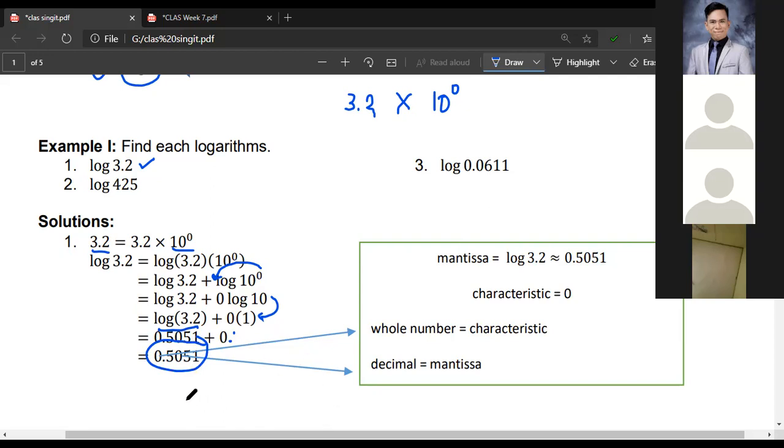So dito po, yung whole number is the characteristic and the decimal is the mantissa. So ano ang characteristic? That is 0. Ano ang mantissa? Yun po yung 0.5051. Saan galing yung 0.5051? Sa logarithm of 3.2. Ibig sabihin, kapag ones digit lang yung ating hinahanapan na logarithm, wala po siyang characteristic. Kasi hindi siya umabot sa power of 10.